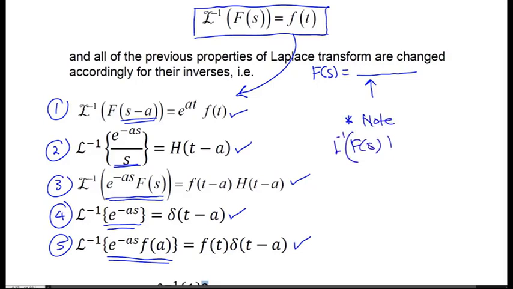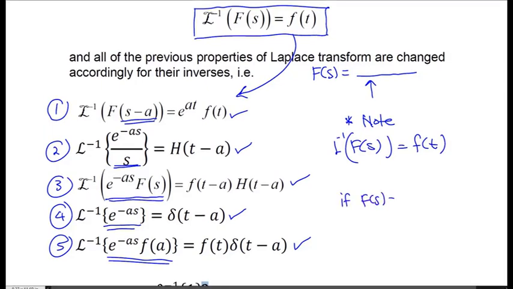So you can jot down here, note: Laplace inverse of F(s), you will get f(t), depending on the properties. And one more thing for delta: if F(s) is a constant, so Laplace inverse of c, you will get c delta(t), right?